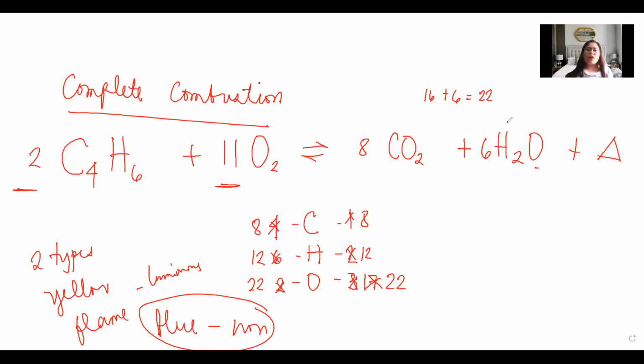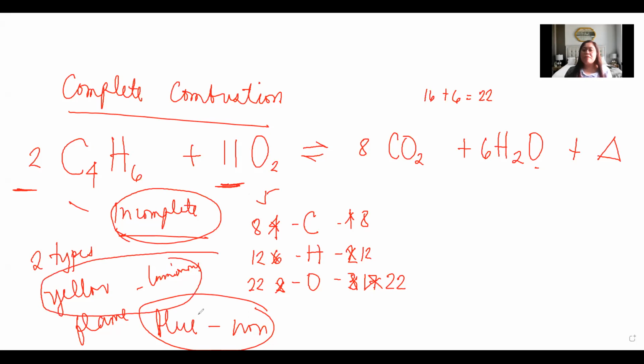Pero paano kung incomplete ang combustion? Anong ibig sabihin ng incomplete ang combustion? Hindi enough ang oxygen. Meron kang 2 molecules ni butane, pero hindi mo na-provide ang 11 na oxygen. Example, 5 oxygen lang. Incomplete combustion yan siya, class. And you will have a yellow flame for that. Okay, mao lang na siya ang difference ni complete o ni incomplete combustion.